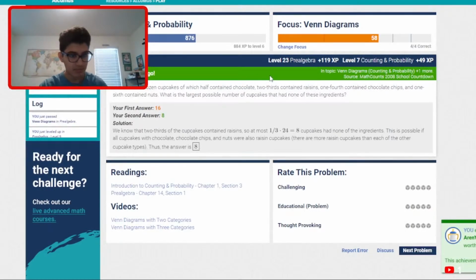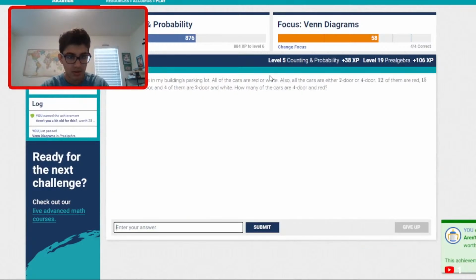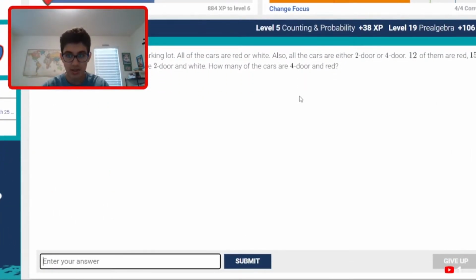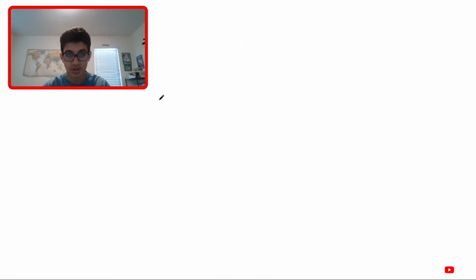Okay, great. There are 20 cars in my building's parking lot. All of the cars are red or white. Also, the cars are either two-door or four-door. Great. So this one, I saw a very similar question in the AOPS book. This is not a Venn diagram though. We can just do it like this.